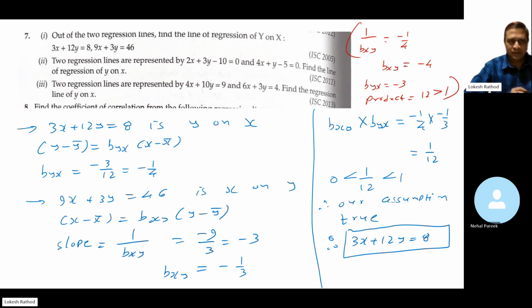Understood? Second question, exactly the same thing. You can do the second and third yourself. You just need to assume one line is the regression line of y on x, find byx and bxy. The product should be between 0 and 1. If the product is between 0 and 1, your assumption is true. If not, the assumption is wrong.